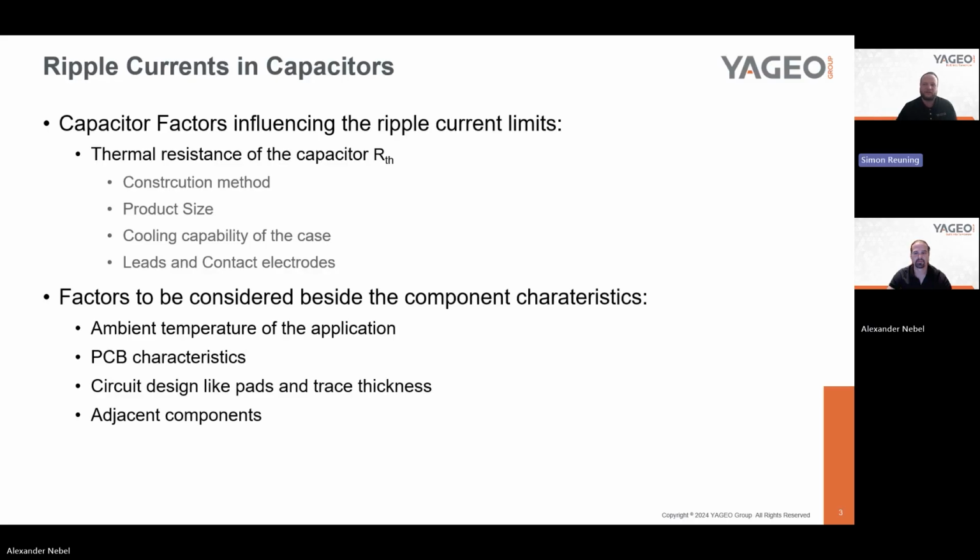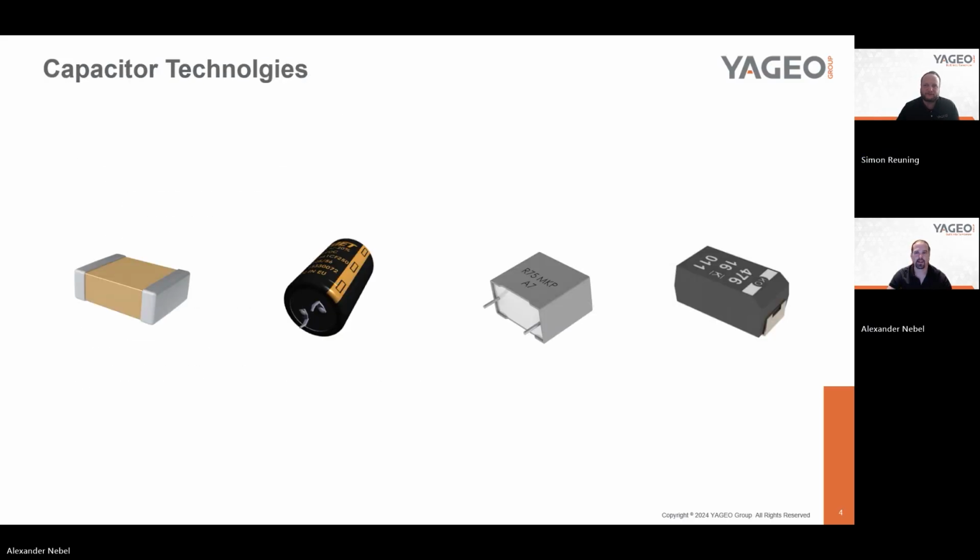So let's go ahead and talk about what YAGEO Group has to offer. Yeah, as you may know, our four main capacitor technologies are ceramic, tantalum, film, and aluminum capacitors. What about supercapacitors? Right, we can consider this as a different capacitor technology, but as the applications for supercapacitors are totally different and supercapacitors are never used in AC applications, we do not need to take them into consideration.